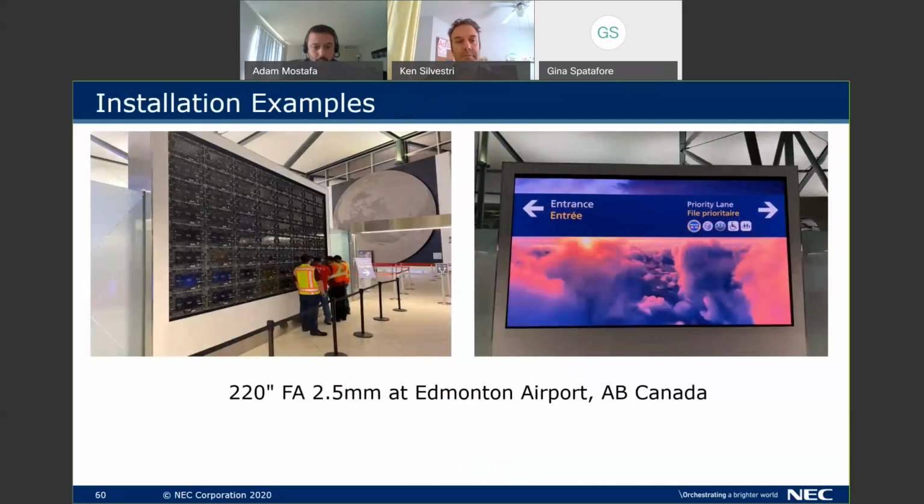Edmonton Airport, 2.5 millimeter. The kit that I mentioned, that's a full HD solution, 220 inch. Very, very cool. And that's FA redundant since it's an airport, and downtime wasn't really considered. They wanted it to be always up and running. 220 inch, recently, that was a couple months ago, February of 2020. It was recent.